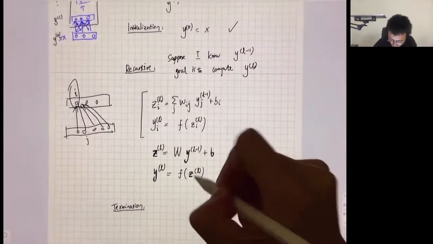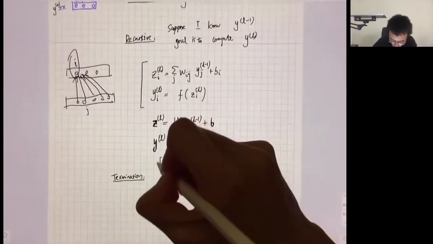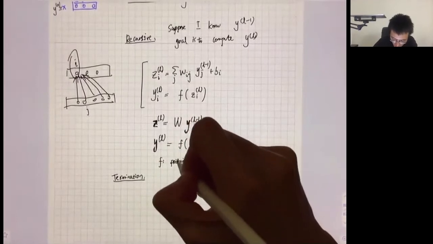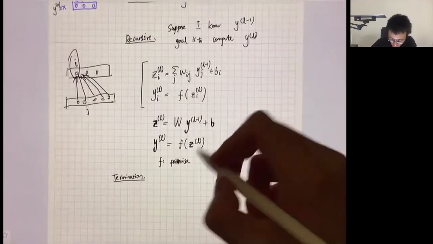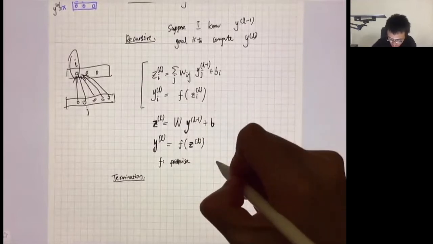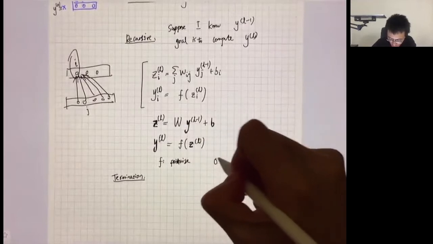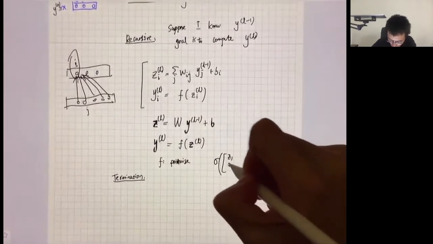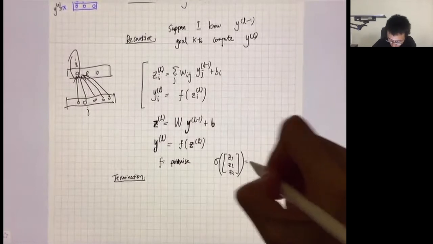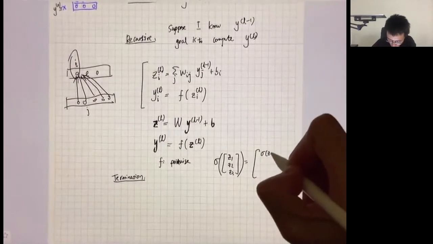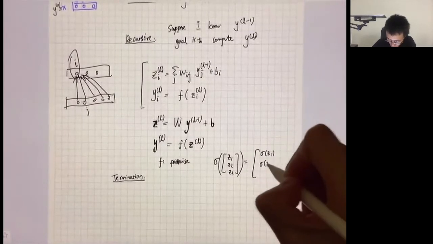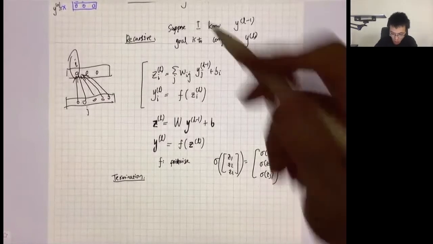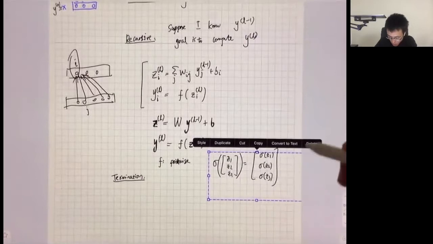Here the activation function f is usually a pointwise activation function, but in some cases like softmax it's not pointwise. Pointwise activation function just means if you have a sigmoid over a vector, I call it c1, c2, c3, it's the same as saying I apply the sigmoid function to every element of that vector.